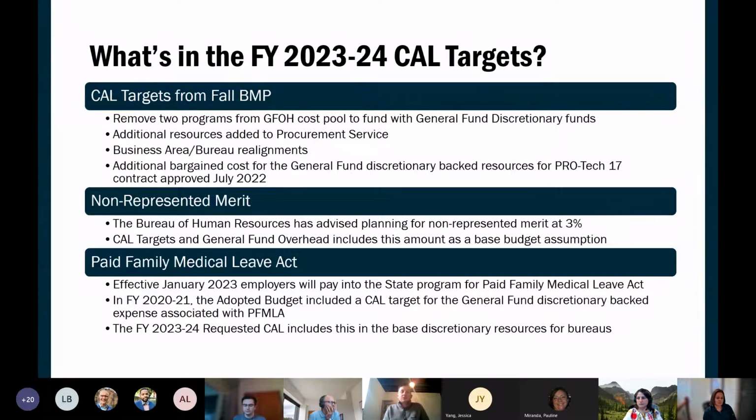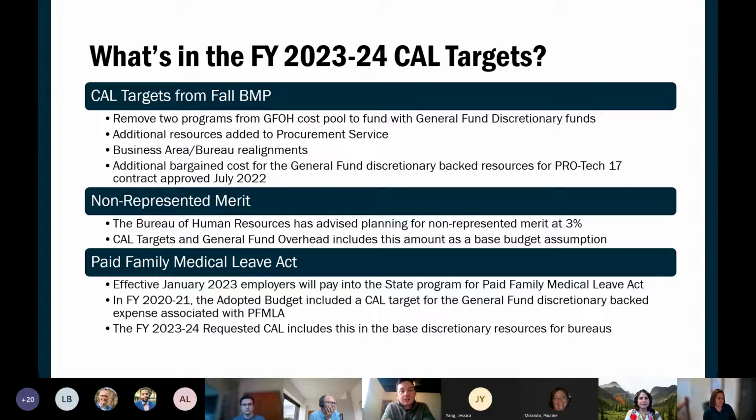And so what's in the Cal targets that we'll be previewing today? From BUMP, 2 programs were removed from the overhead cost pool to fund with discretionary funds. There were additional resources added to procurement services. These were both passed earlier in the week. There's some realignments among bureaus and some business areas. And then there was an additional bargain cost for the GFT-backed resources for ProTech that council approved in July that were added as a Cal target adjustment.